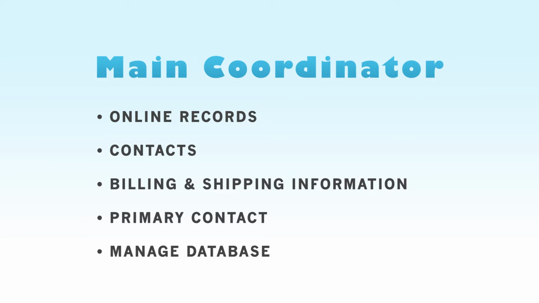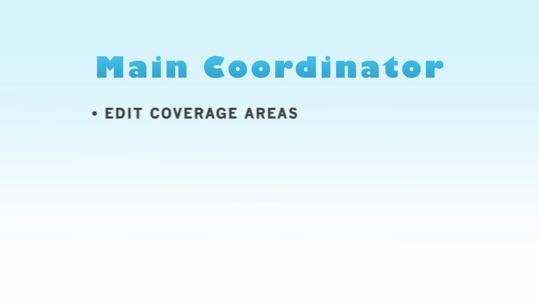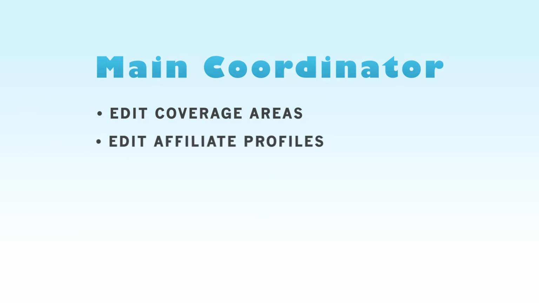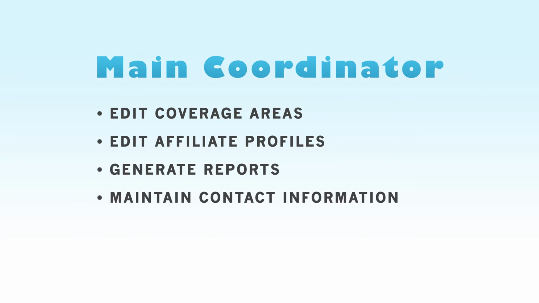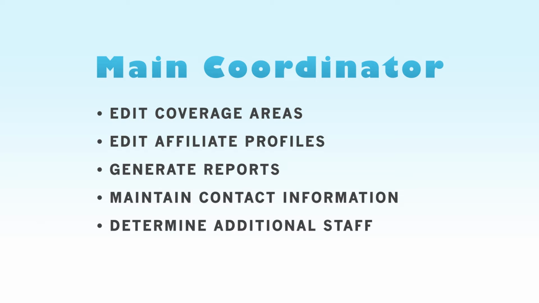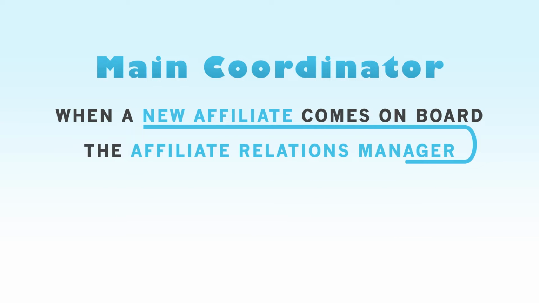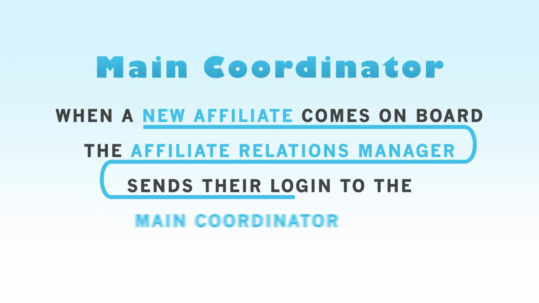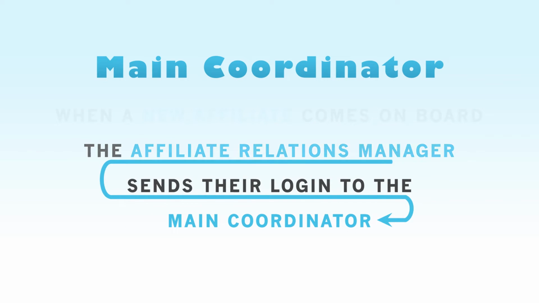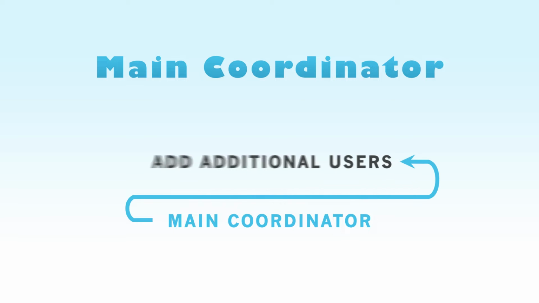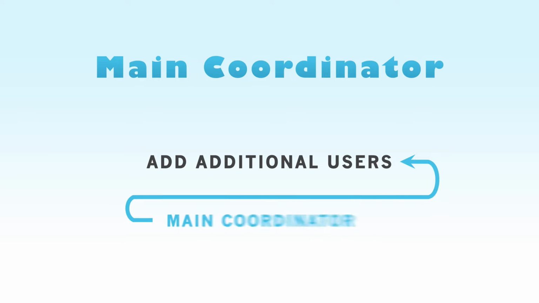The main coordinator has the highest level of access to edit coverage areas, edit affiliate profiles, generate custom reports, and maintain all contact information for their staff. This person will also determine who the additional coordinators, data entry clerks, and associates are for the program and add them to the system. When the new affiliate comes on board, the Affiliate Relations Manager sends the main coordinator their login. From that point, the main coordinator is responsible for adding any additional users for their program.